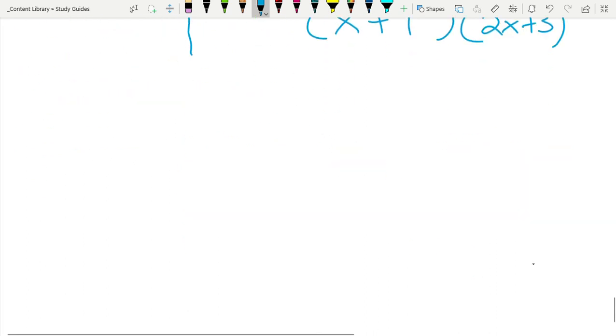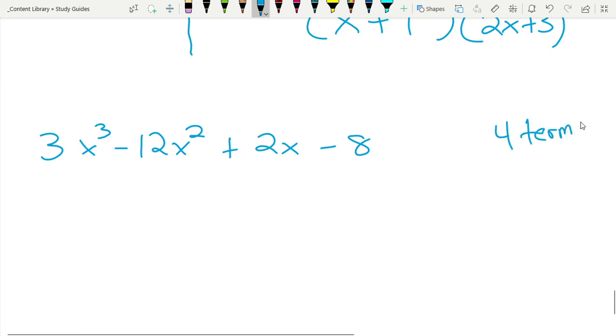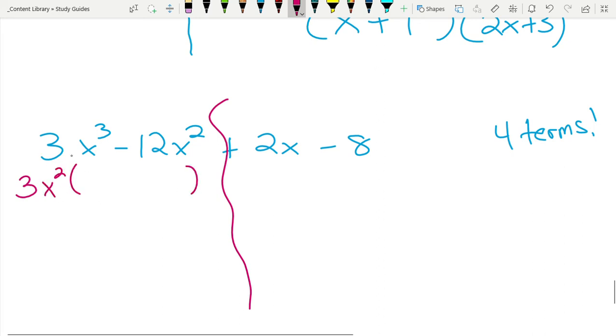On to question 15. We have 3x to the third minus 12x squared plus 2x minus 8. First things first, GCF, don't have one. Next is factor by grouping. Yes, we do have factor by grouping because we have 4 terms. So let's split it right down the middle. 3 and 12, the biggest thing that goes into it is a 3. X cubed, x squared, we could pull out an x squared. Then we get our insides by dividing. 3x cubed by 3x squared is x. Negative 12x squared by 3x squared is negative 4.